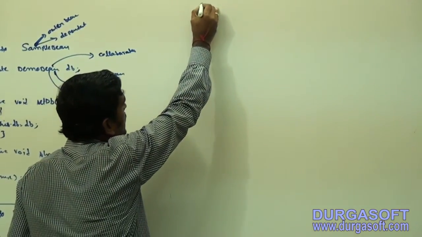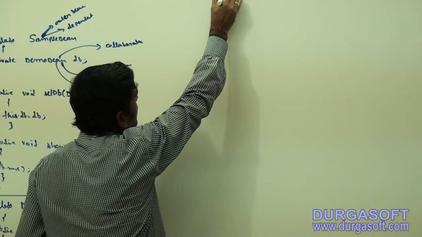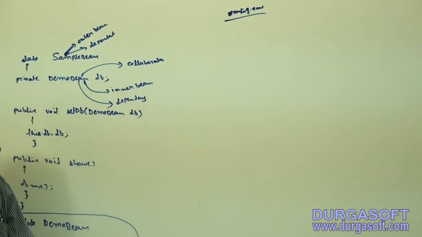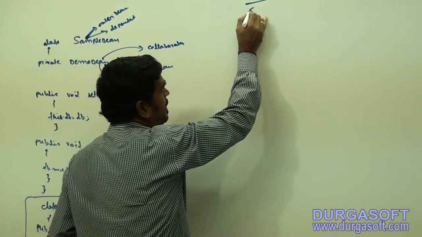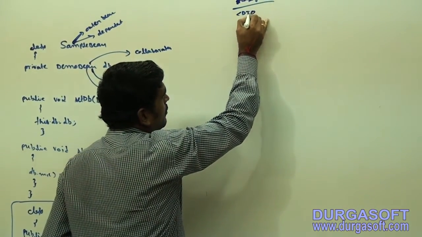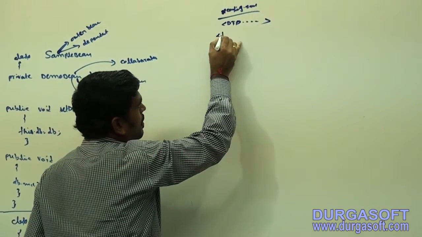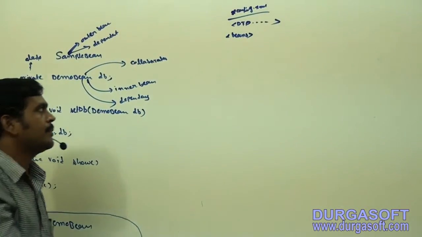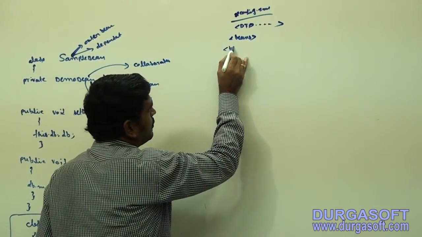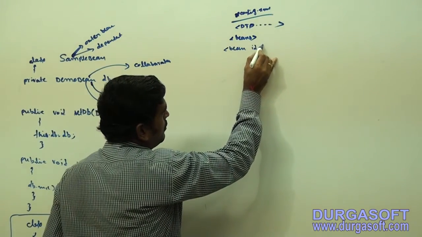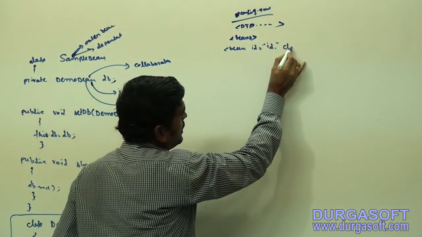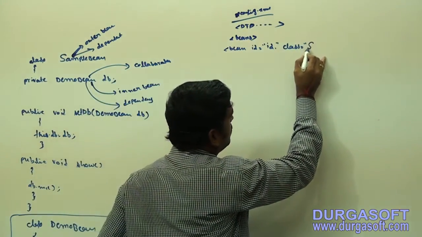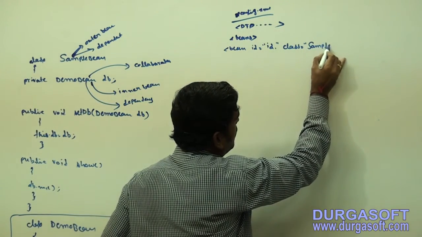So this is the spring configuration file, spconfig.xml. Under that, we have to take what? First of all, DTD. Then next, after that, the root element called bins. Under that, sub element called bin. Bin id is equal to id1, class is equal to sample bin.